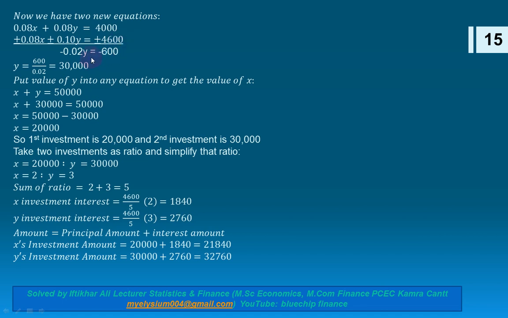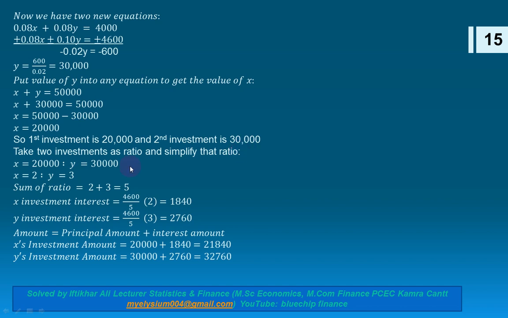The minus sign on both sides will be eliminated, and y will be equal to 600 divided by 0.02, and y will be 30,000. Put the value of y into any equation to get the value of x. We simply put the value of y and get the value of x, which is 20,000. So the first investment is 20,000 and the second investment is rupees 30,000.